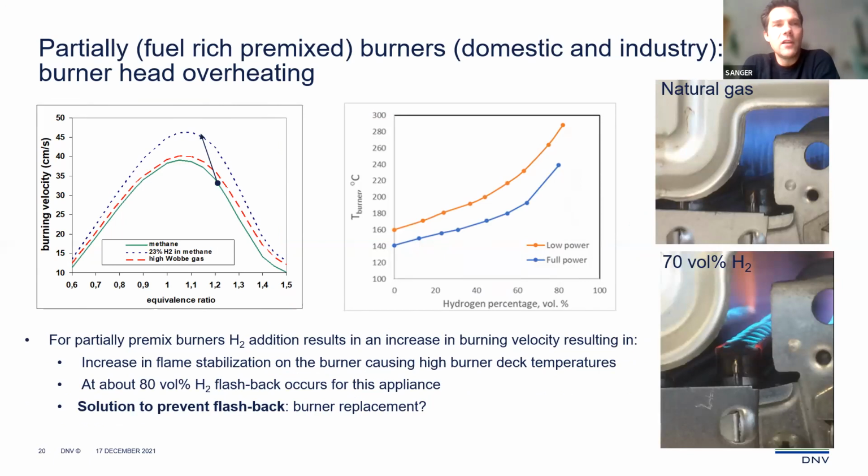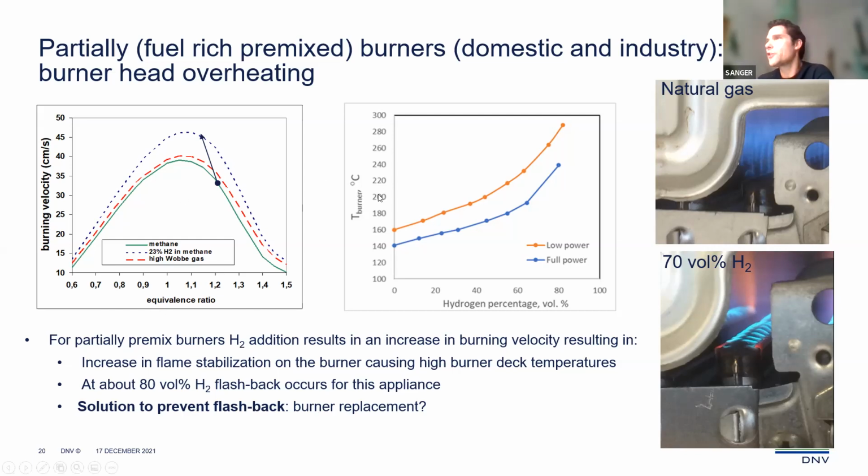Other systems, also premixed, are partially premixed burners, like those used in industry, but also for domestic use. For example, hot water heaters often are partially premixed, but also cookers are partly premixed. And then the equivalence ratio is, of course, higher than 1. That's what you see here. If you add hydrogen, then you have a shift in the equivalence ratio, but also an increase in burning velocity. So it's a double effect: a shift in the equivalence ratio, but also hydrogen in itself burns faster. And at a certain point, you also get flashback.